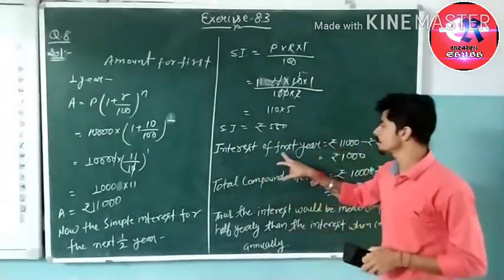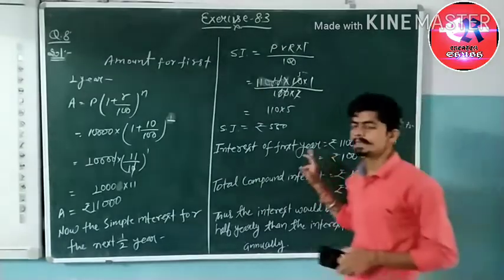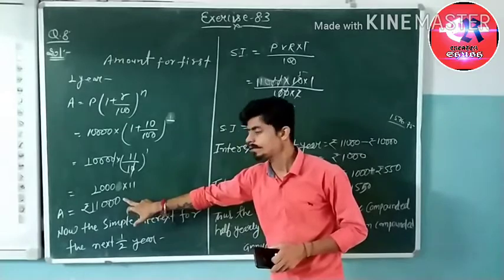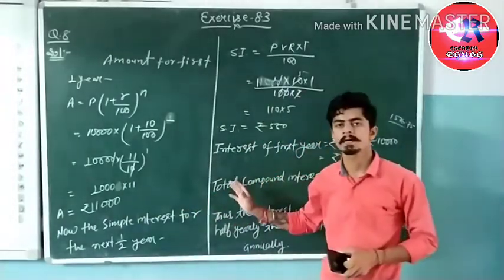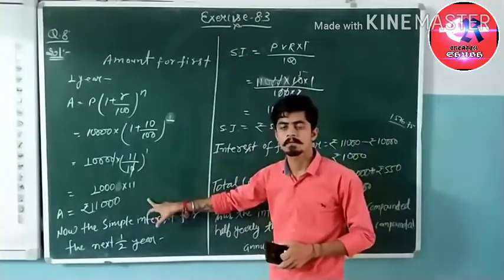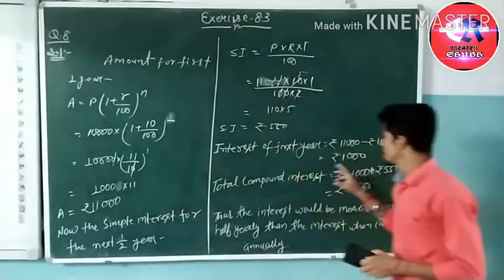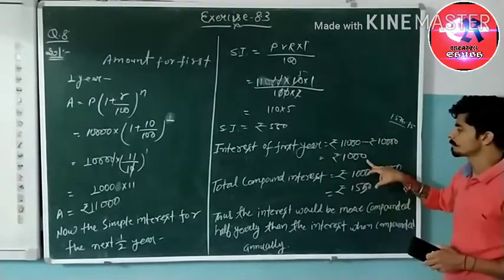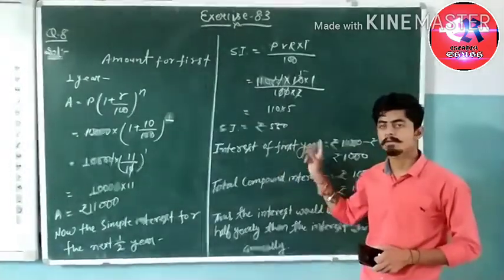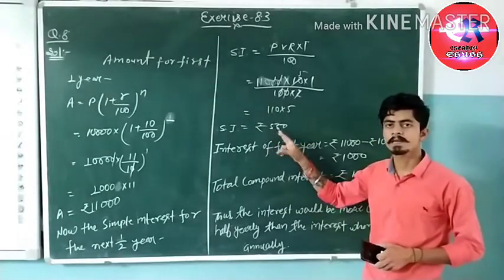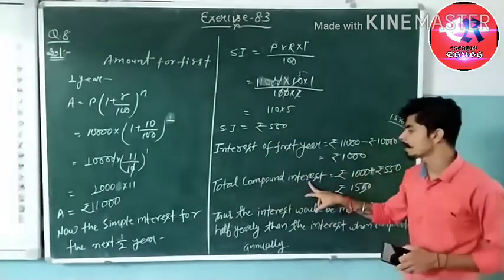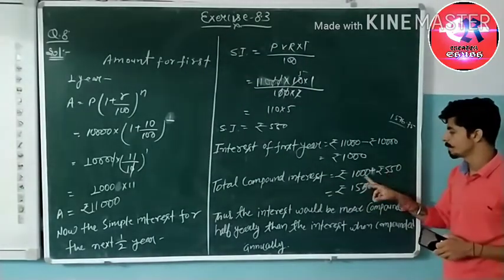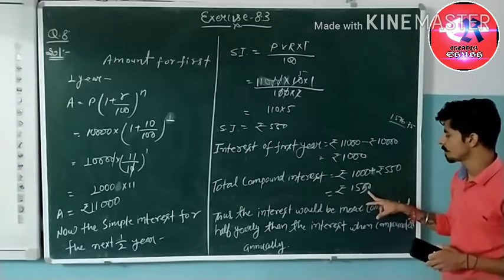Now, what is the interest we get after the first year? This 11,000 is the amount, not the interest. So we separate the principal to get the interest: 11,000 minus 10,000 gives 1,000, which is the interest for the first year, and 550 is the interest for the next half year. The total compound interest will be the interest for 1 year plus the interest for the half year. When we add both, we get 1,550.